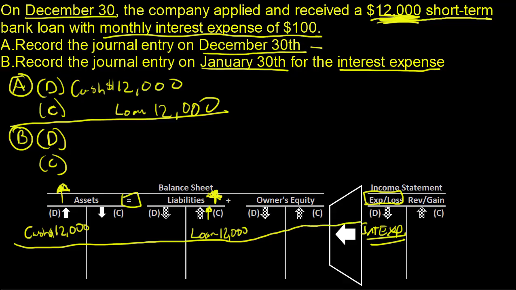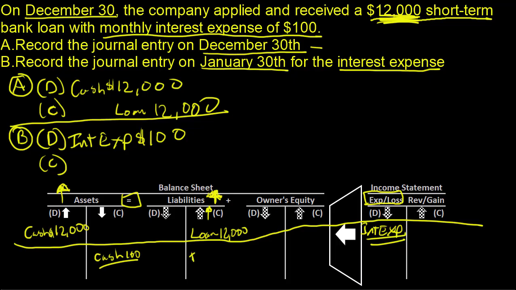So after this journal entry, I'm going to move my line up to indicate it's over a different period. Interest expense, we know that's going to be there, interest expense of $100. Now the credit. What is the credit going to be? Well, the credit could be cash of $100 if we pay it right then, or it could be interest payable.